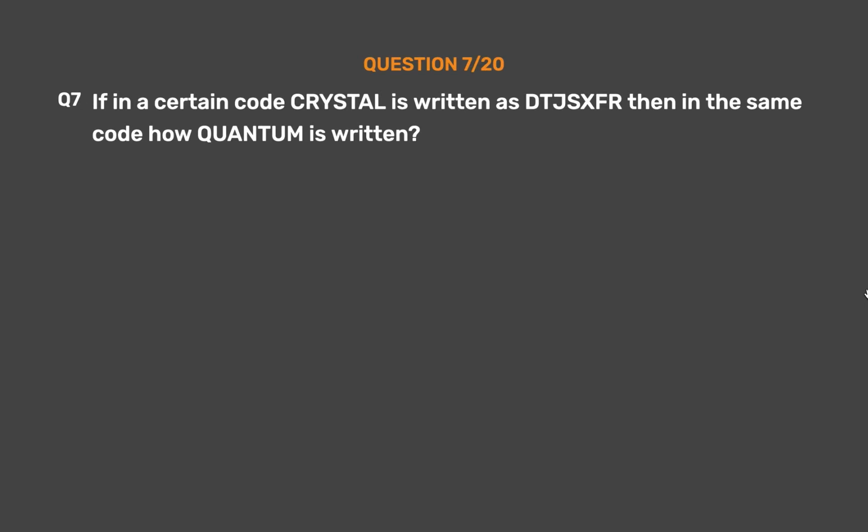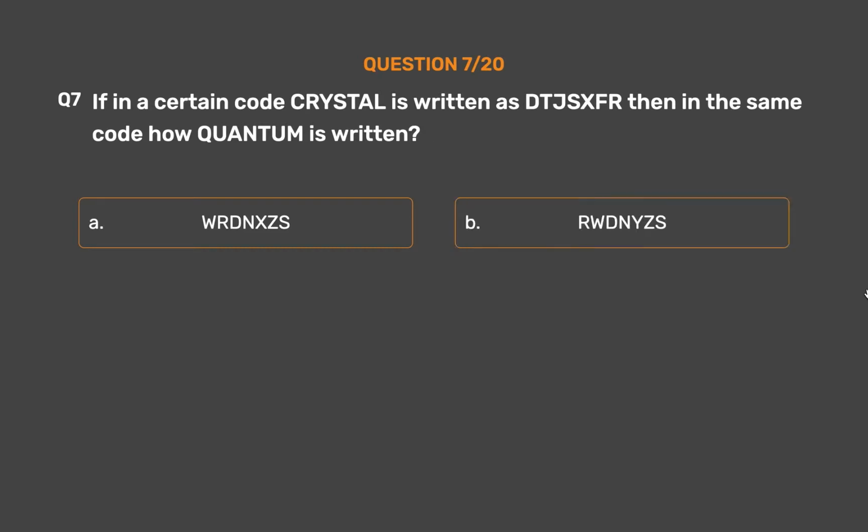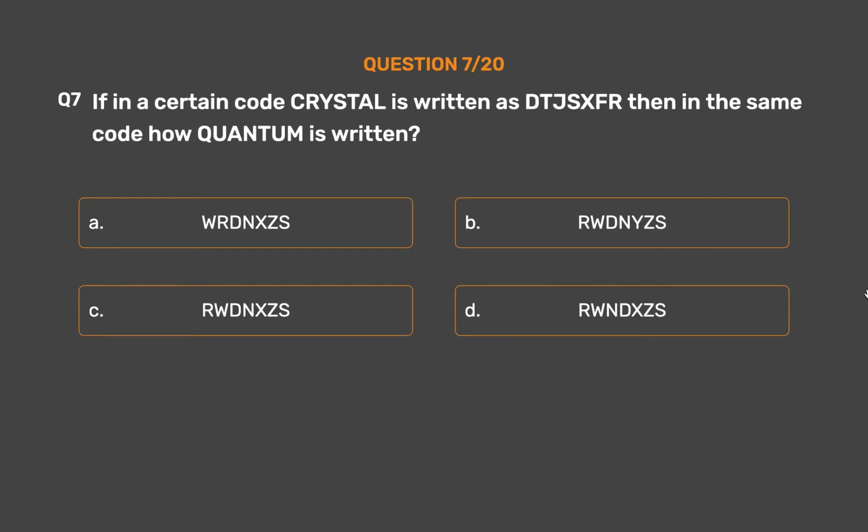Question number 7. If in a certain code crystal is written as DTJSXFR, then in the same code how quantum is written? Option A. WRDNXZS. Option B. Rudeness. Option C. RWDNXZS. Option D. RWNDXZS. Option E. None of these.